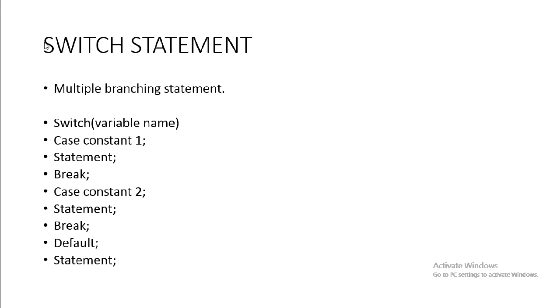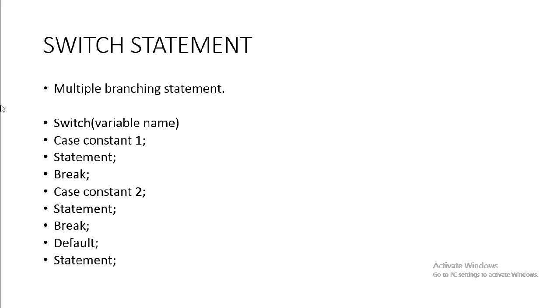It is basically a multi-branching statement in which you can write multiple cases. For writing this, you can see a switch over here. The syntax is given. You have to write the switch keyword and then the variable name, for example n, and then case constant 1. So case constants are like maybe case 1, and then what has to be done in that case, and then a break. The break is basically used to exit the switch.